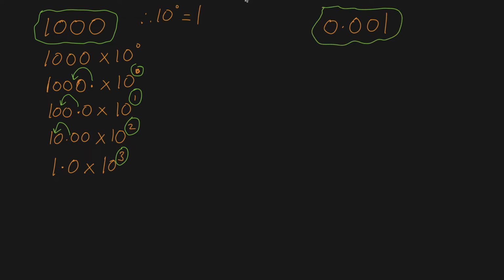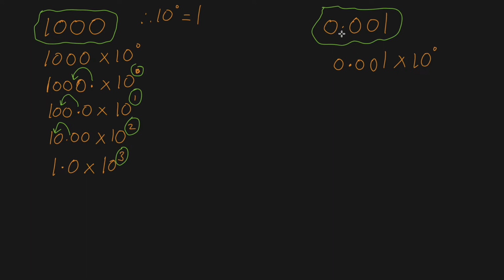So again, the same thing, introducing 10's power 0 so that it won't change the actual value. 0.001 times 10's power 0. Here we already have the decimal point. So according to the rule, first digit non-zero followed by a decimal point. So how will we achieve that? Well, the non-zero is actually on the right side, so we will shift the decimal point to the right.